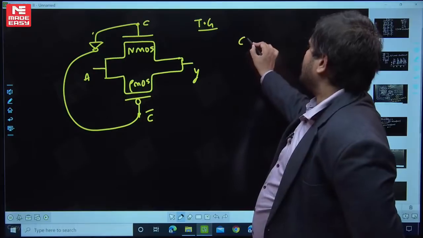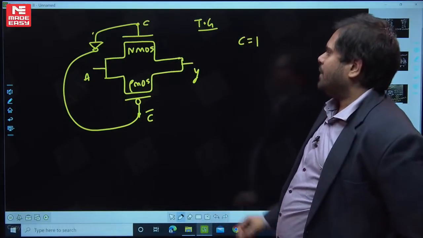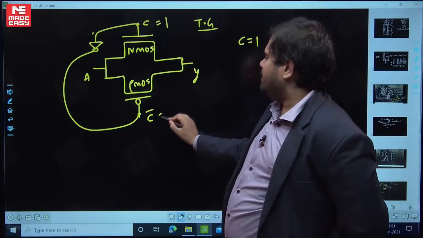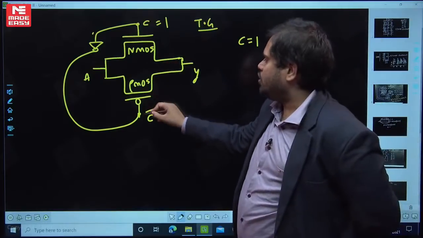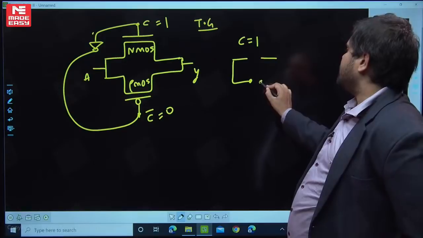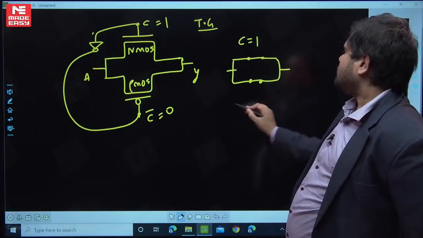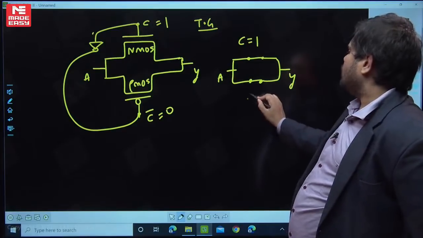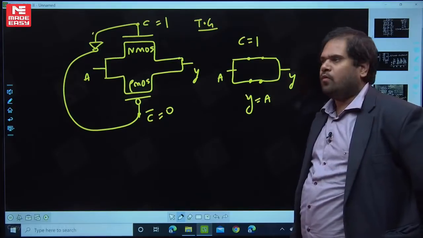Suppose you give C equal to 1. Both are switches. Whenever I give C equal to 1, at the same time C bar will be 0. If C is 1, then C bar is 0. For 1, the NMOS is on, and for 0, the PMOS is on. So both the switches are on. From a digital perspective, both switches are on and we can say Y is equal to A. So input is equal to output.